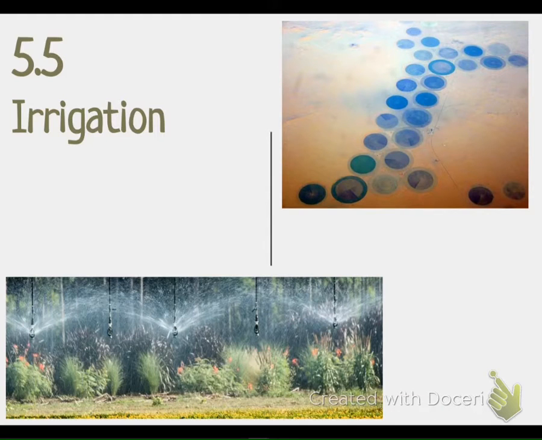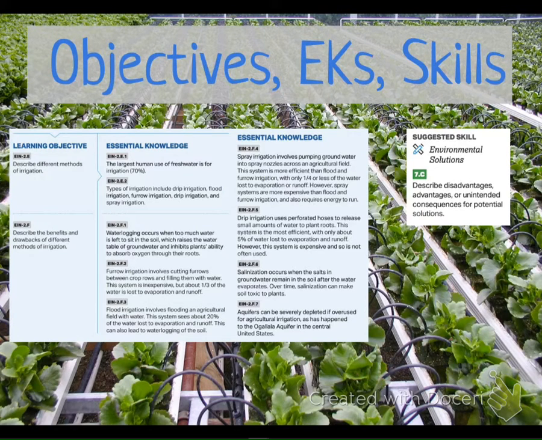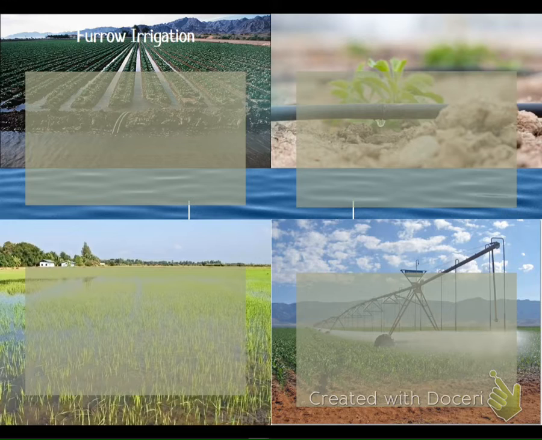5.5, irrigation. Basic ideas: the objective is to describe different methods of irrigation. We've got a whole different types of them. You can see it in there. Everything from waterlogging, furrowing, and stuff like that. We're going to be talking about the benefits and drawbacks for all of the irrigation.